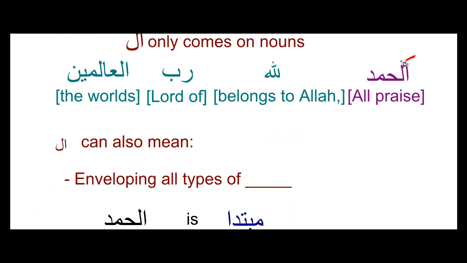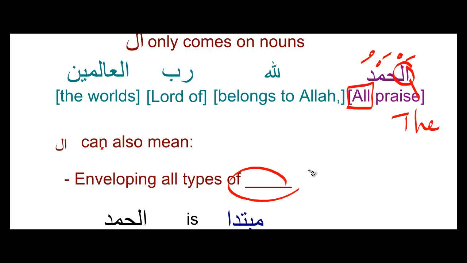So we have again alhamd. The alif lam, the way we've learned it, it means the, correct? But here I've translated it as all. That is because alif lam can also mean enveloping all types of whatever the word is. So here, because we have alhamd, based on context, we can understand that this alif lam actually does not mean the, but it means this. That all types of praise belong to Allah, Lord of the worlds.